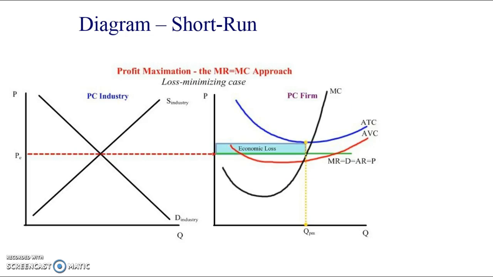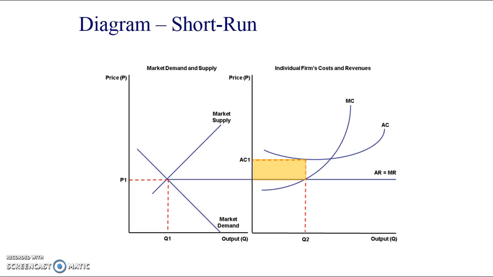And what's going to happen in that scenario is that we're going to see the supply curve shift to the left, and this would increase the price and increase the demand curve for the individual firm until it gets up to this point here.